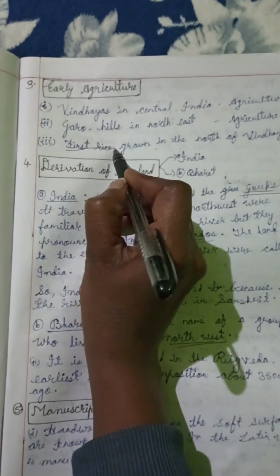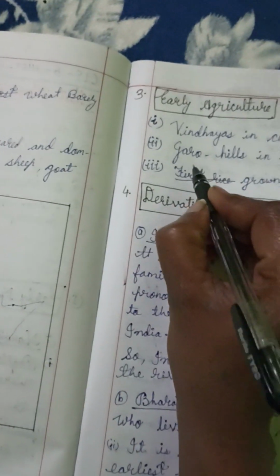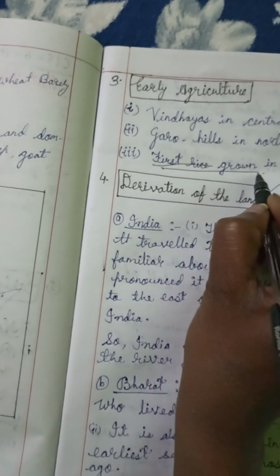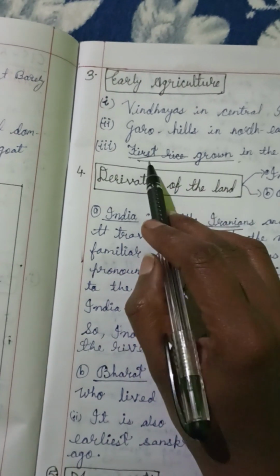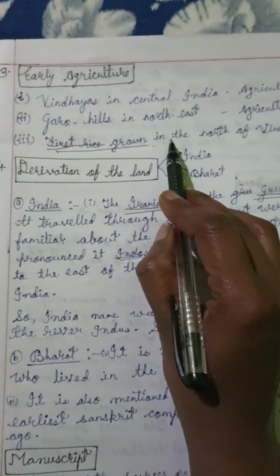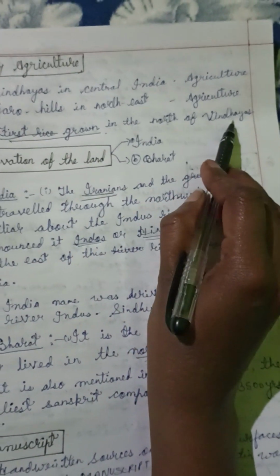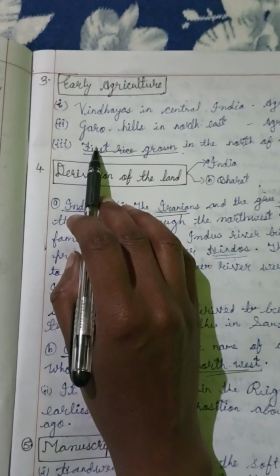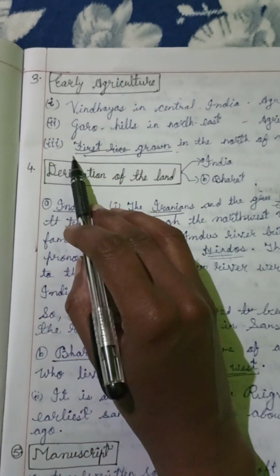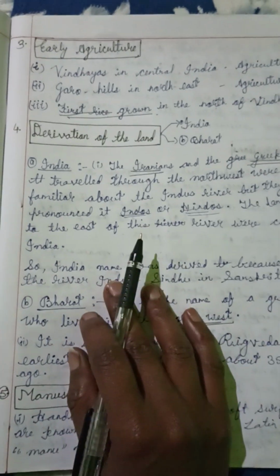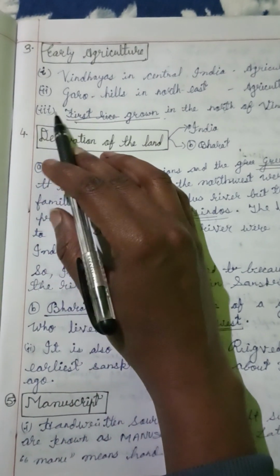First rice grown. So first rice was grown in the north of the Vindhyas. This is not wrong, actually by mistake I have drawn a line here, just ignore it, it is actually all correct.